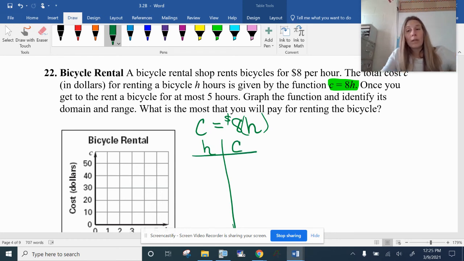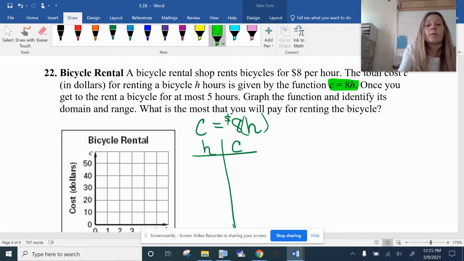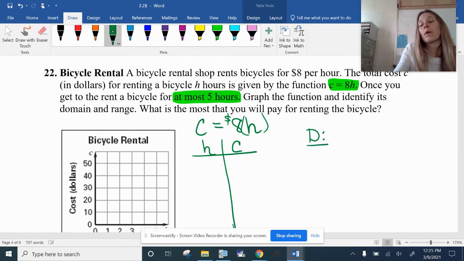Now, most real life problems have some kind of a domain restriction because in real life, things can't always be negative numbers or decimals or fractions or whatever. So you get to rent the bicycle at most 5 hours, even though it's not telling us. Okay, so H is my domain, so we know it's at most 5 hours, which means the H, the number of hours, has to be less than or equal to 5.